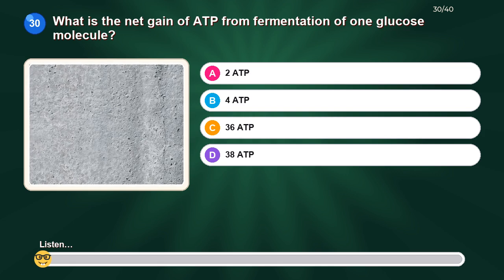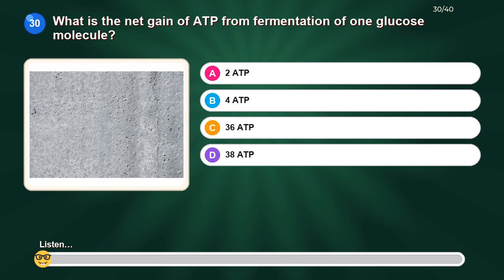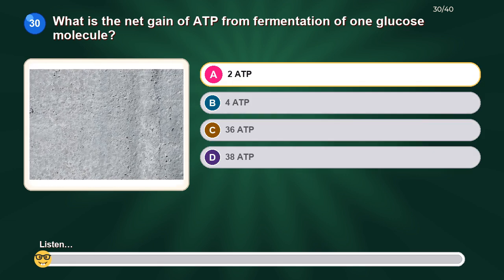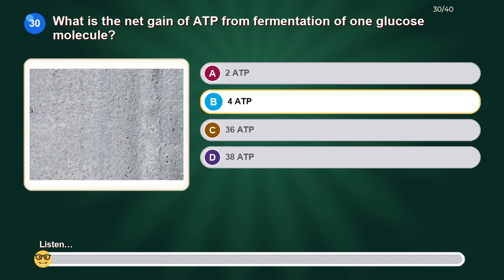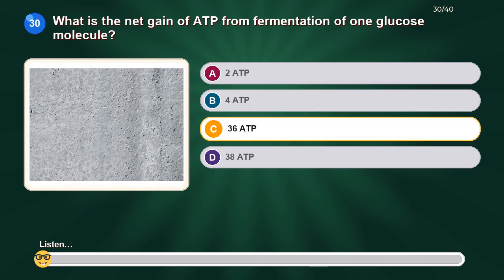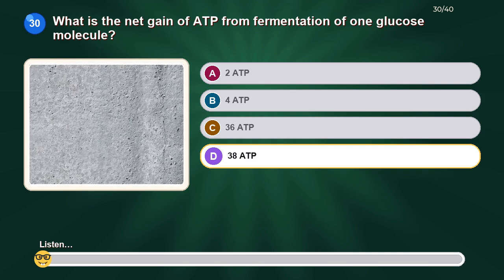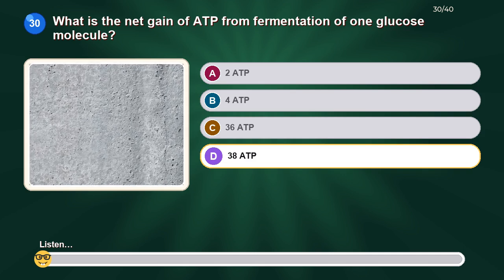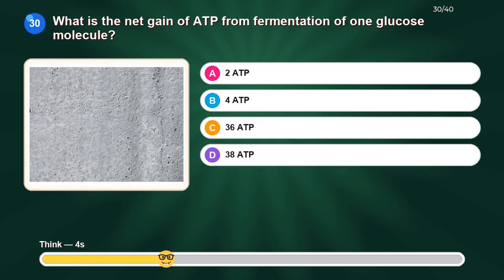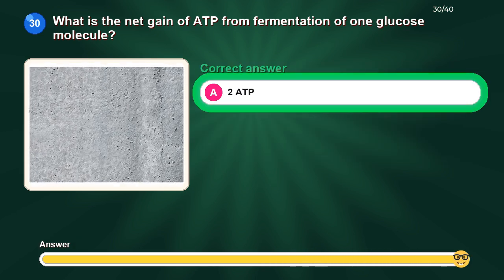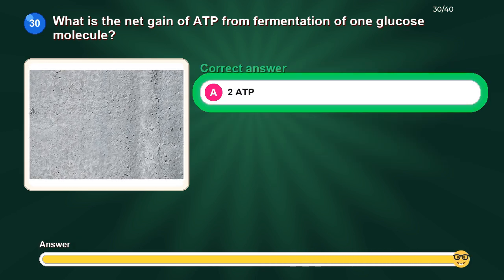What is the net gain of ATP from fermentation of one glucose molecule? Option A, 2 ATP. Option B, 4 ATP. Option C, 36 ATP. Option D, 38 ATP. The correct answer is 2 ATP.